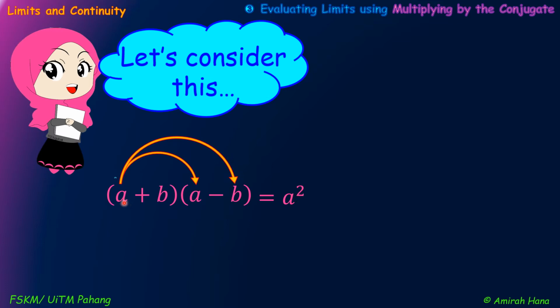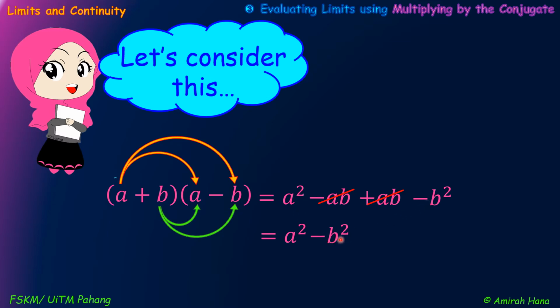Then we multiply A and negative B, so we get negative AB. After that, we multiply positive B and A, so we get positive AB. And then we multiply plus B and minus B, so we get minus B squared. From here, we have the same terms, minus AB and plus AB, so we can cancel them. After we simplify, we get A squared minus B squared.